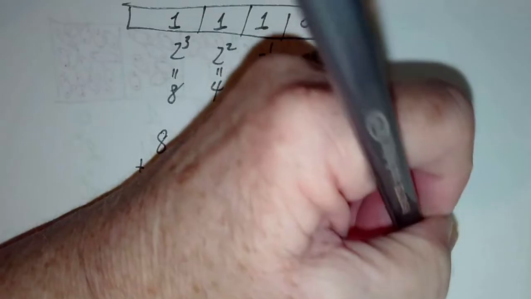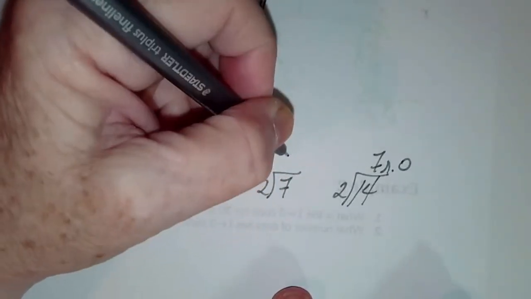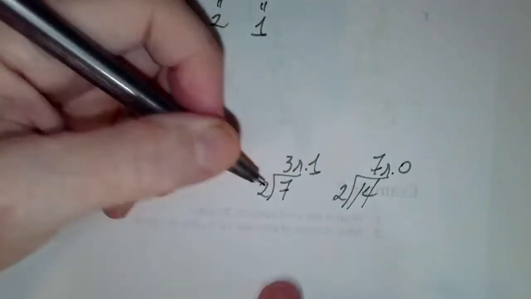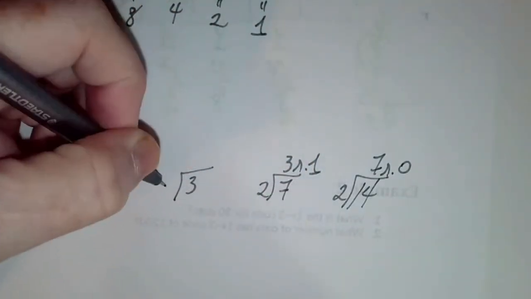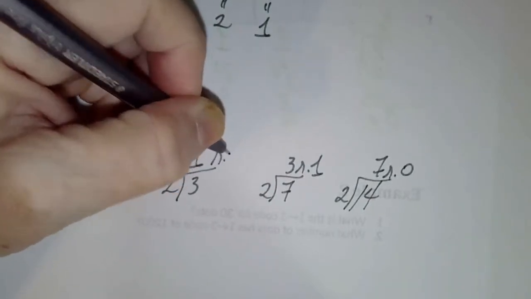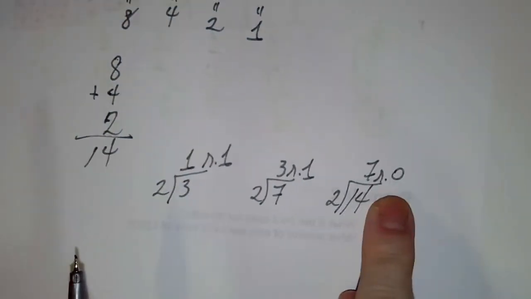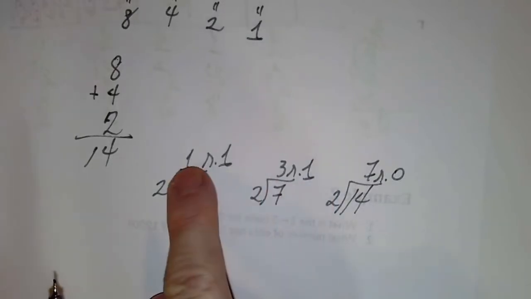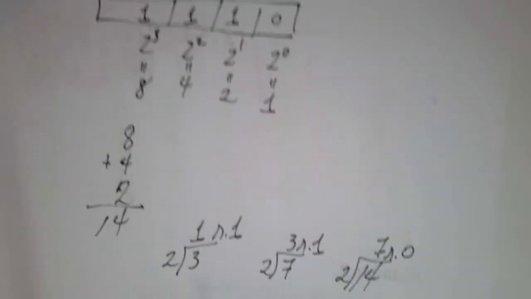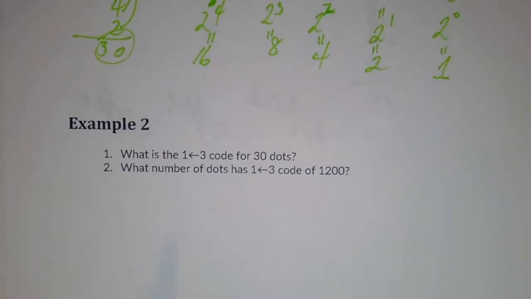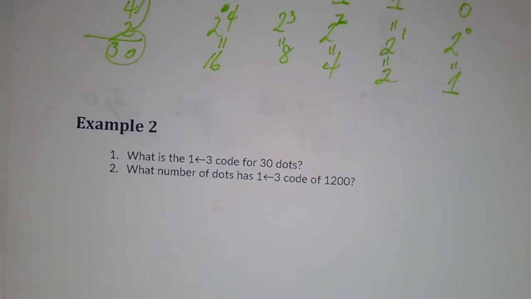So we've got 14 divided by 2 is 7, remainder 0. 7 divided by 2 is 3, remainder 1. 3 divided by 2 is 1, remainder 1, and there it is, 0, 1, 1, 1. Well, that was fun. Let's look at the 1, 3 code. So if we started with 30 dots, let's not start with 30 and explode and all that bit, because we did that with the 2.